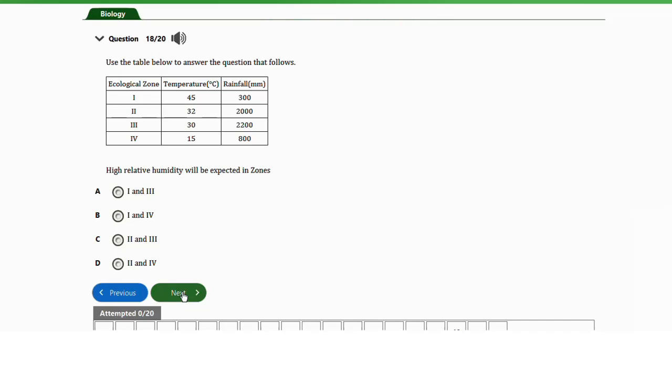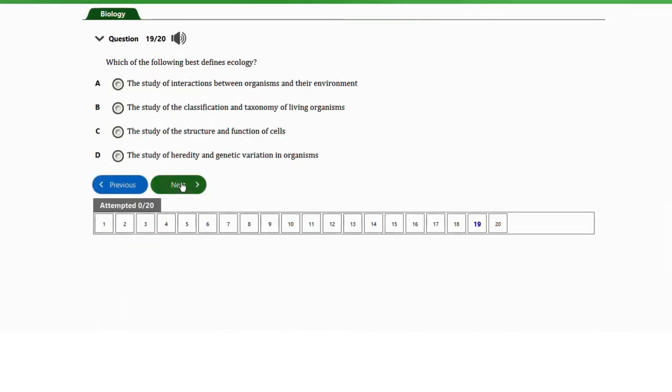So guys, when you look at this, the relative humidity has to do with the amount of water vapor in the atmosphere. So guys, if we check this, we'll see that zones II and III will have more water vapor in the atmosphere. So guys, as such, option C is the correct answer to this question. So guys, let's look at the next question, and that's question number 19.